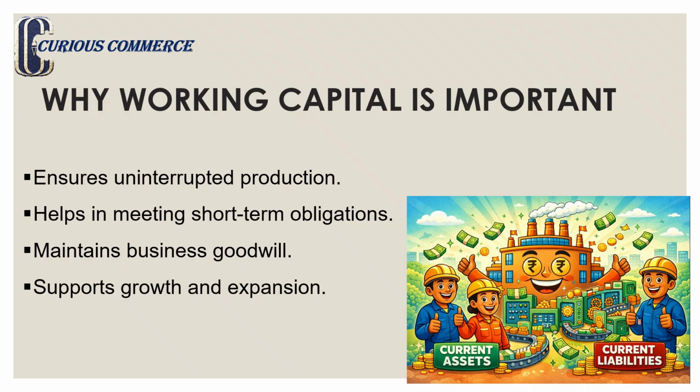The first one is uninterrupted production. Production means raw material must come, workers must work, machines must run, goods must be produced daily. But what happens if working capital is not available? No money leads to no raw material. No raw material leads to no production. No production leads to no sales. No sales leads to no income, no profit. This is a chain reaction.